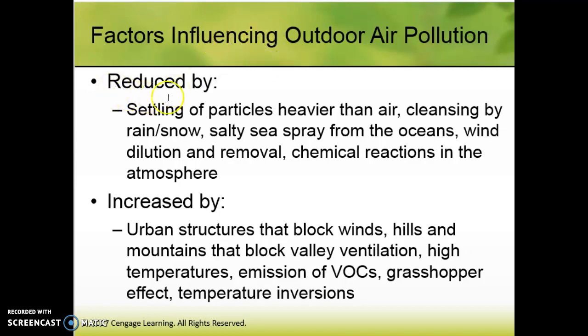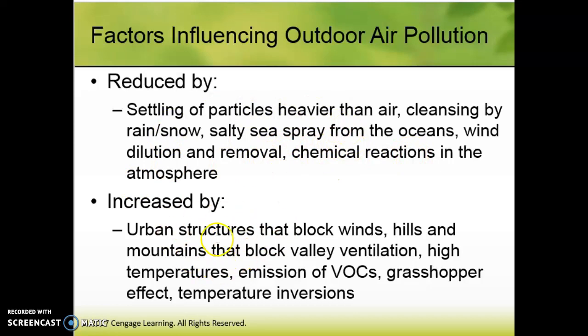So, things that either increase or reduce outdoor air pollution. Settling: particles settle. So if a dust storm is stirred up, then the dust can settle. That'll reduce outdoor air pollution just by the particulates being smaller. Rain and snow clean the air, pulling those toxins out of the air and depositing them into the hydrosphere or the lithosphere. Salty sea spray from the oceans, again, is going to purify. It's going to remove some of those toxins.